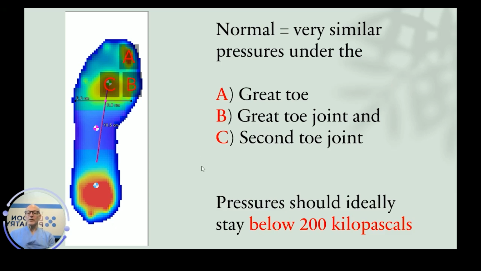Ideally, we don't want the pressures to be too high. If they're over 200 kilopascals, we start to worry about tissue stress and potential rise of conditions of pathology, whether that be forefoot pain, Morton's neuroma, metatarsalgia, etc.